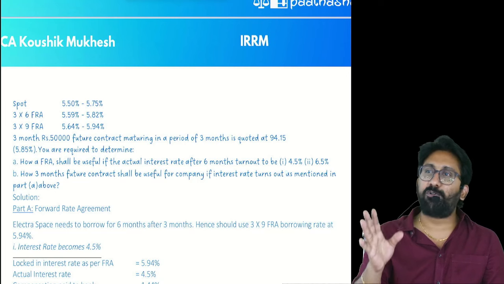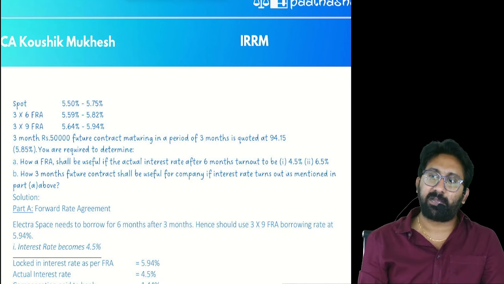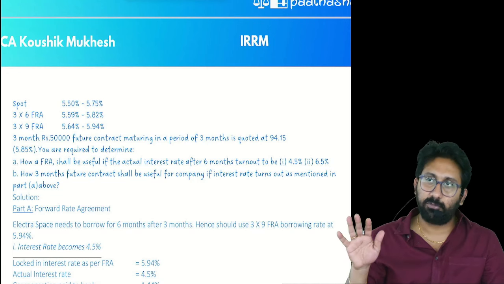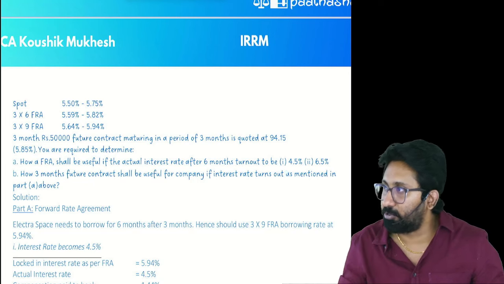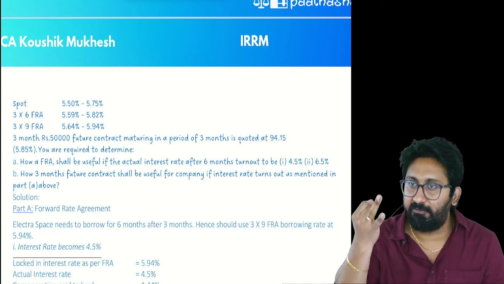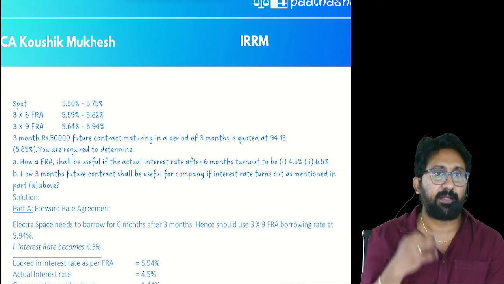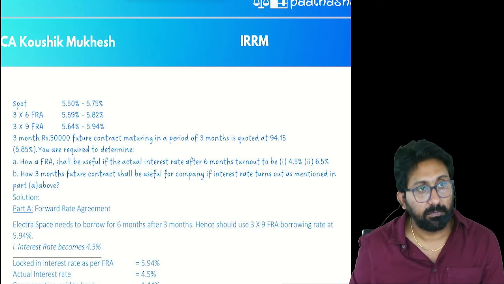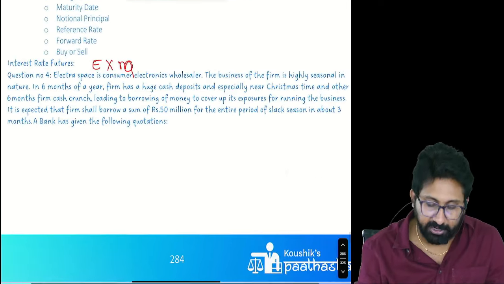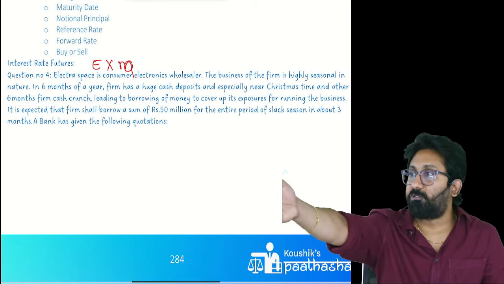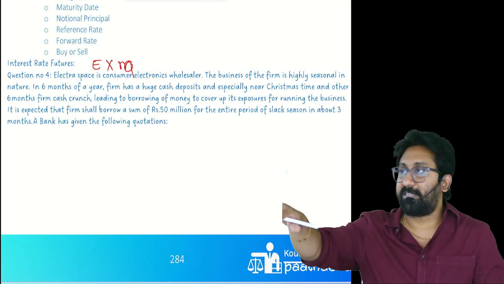If you do one question, any type of question that comes in this area, you will solve. But this question you have to do properly. What is the question we are doing? Interest rate forward, forward rate agreement, interest rate futures. First read the question. It is not there in your study material because interest rate futures are not there, but the examiner is asking.